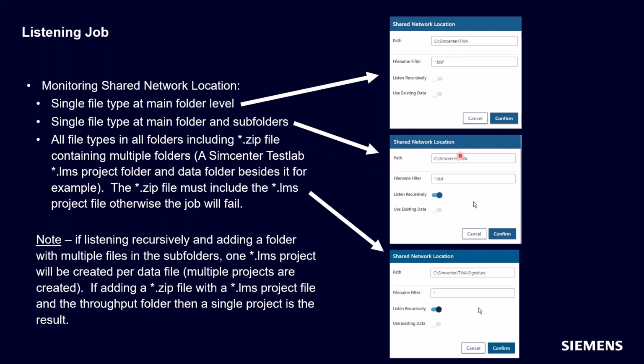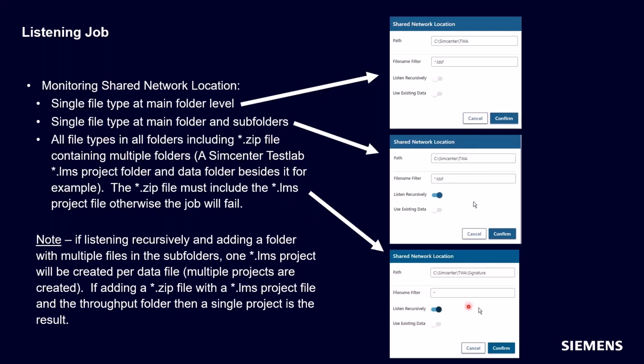So here's the second example where I've turned on listen recursively. So then it's going to look inside this TWA folder and any subfolders it finds there and look for LDSF files and process those. So if you're dragging and dropping folders into this directory, you'd want to listen recursively.